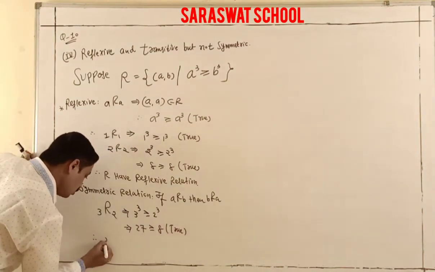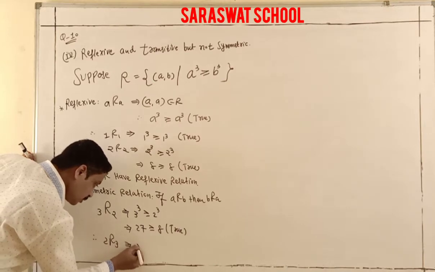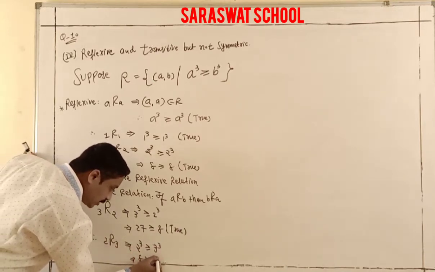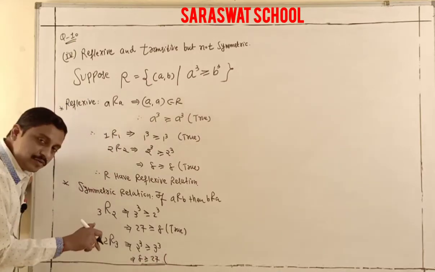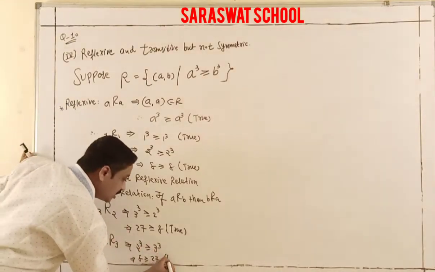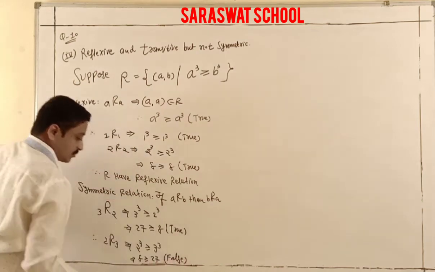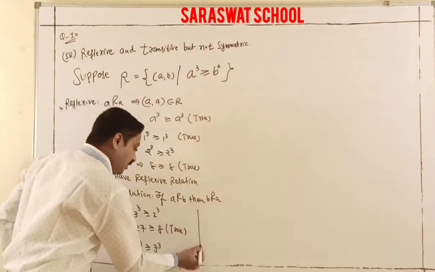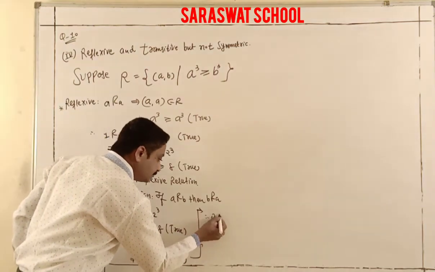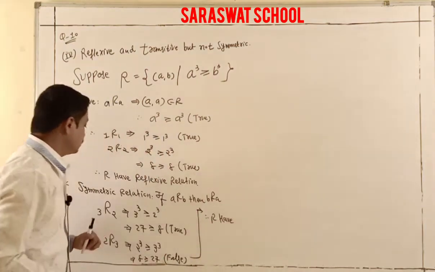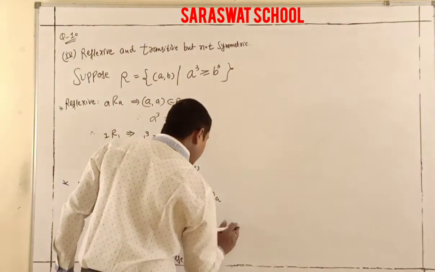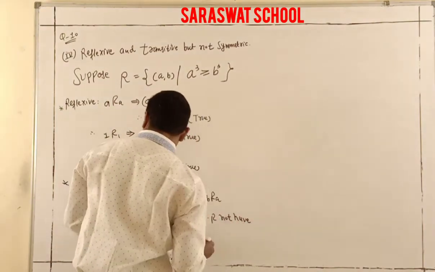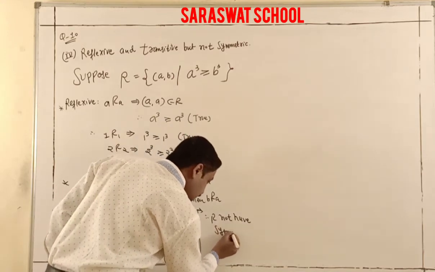So what do you check now? 2 relation 3. 2 cube greater than 3 cube? No, it is false. 8 greater than 27: not equal, not greater. It is false. Students, here you take any number as you like. And therefore, last, write down: R does not have the symmetric relation.